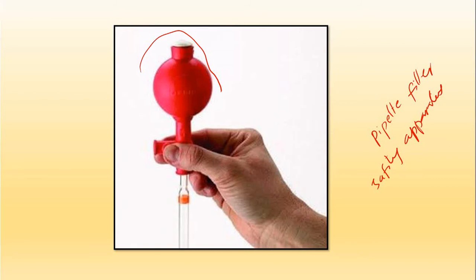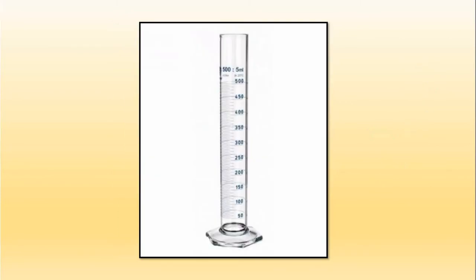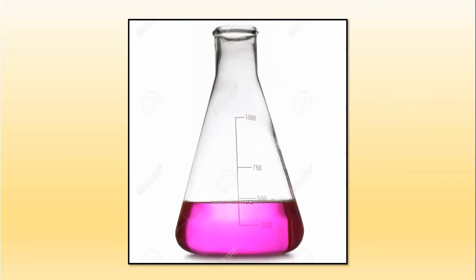This is also a very important point which has been asked in past paper questions: what is the safety apparatus we use when we transfer the solution from the beaker to the conical flask? That is the pipette filler, and the reason is that the acid should not enter our mouth. Now this is the measuring cylinder. So these are some important apparatus.